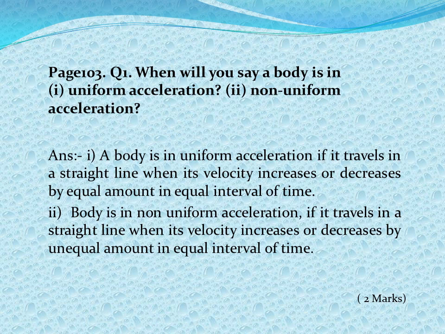Page number 103, question number 1. When will you say a body is in 1. Uniform acceleration, 2. Non-uniform acceleration? Answer: A body is in uniform acceleration if it travels in a straight line when its velocity increases or decreases by equal amounts in equal intervals of time.